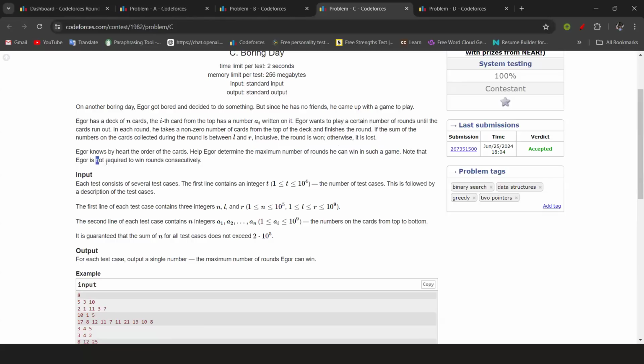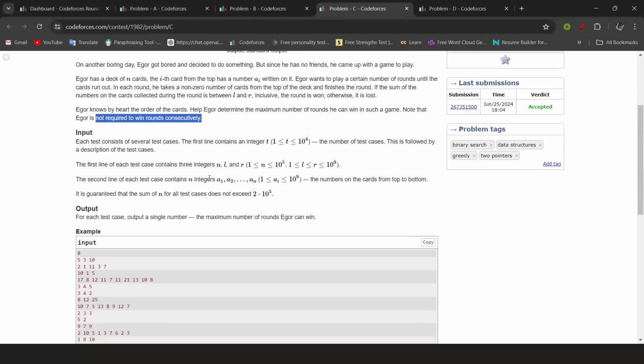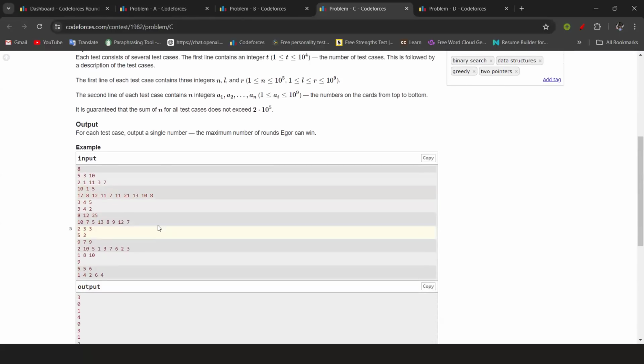And note that Igor is not required to win rounds consecutively. So it may happen he may win a round, then lose, then win, then lose. So it's not required to win consecutively. So this is the problem. Okay, let's try to understand the problem statement a little more clearly. Let's take this first test case.